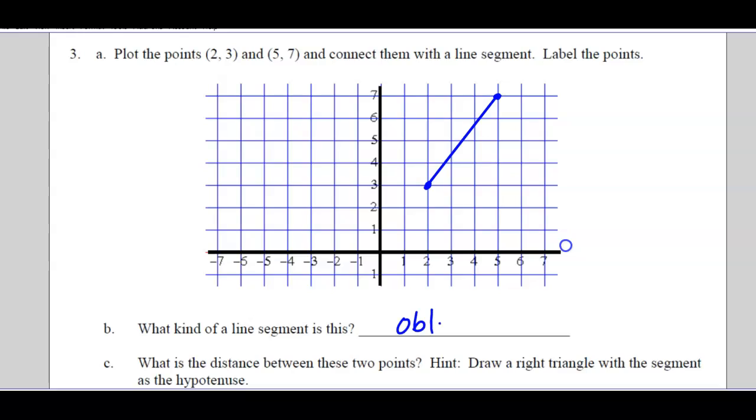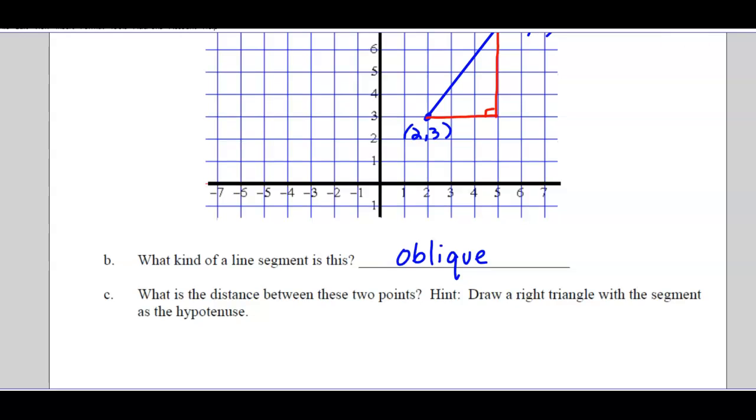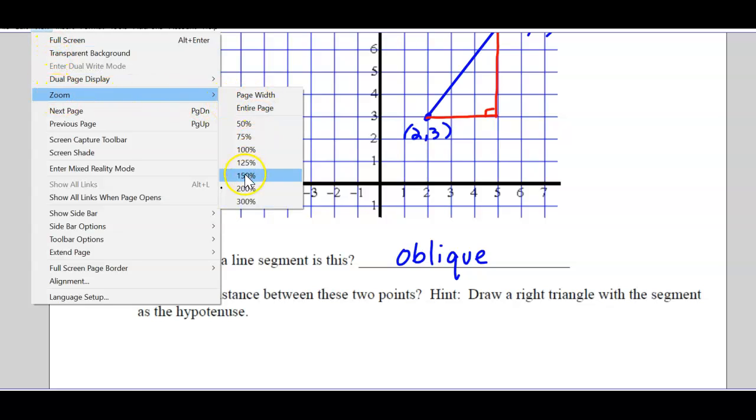So the proper math word is oblique. You might say diagonal, but that's the math word. I guess I should label these 2, 3, and 5, 7. Okay, what's the distance between the points? So the hint: draw a right triangle with the line segment as the hypotenuse. You can either draw the right triangle this way or this way. Really, it doesn't matter, right? Either way, or you can go above and draw it that way. So I'm just going to minimize this here.